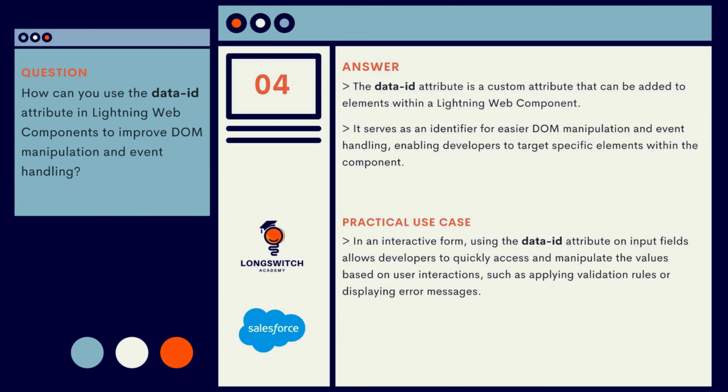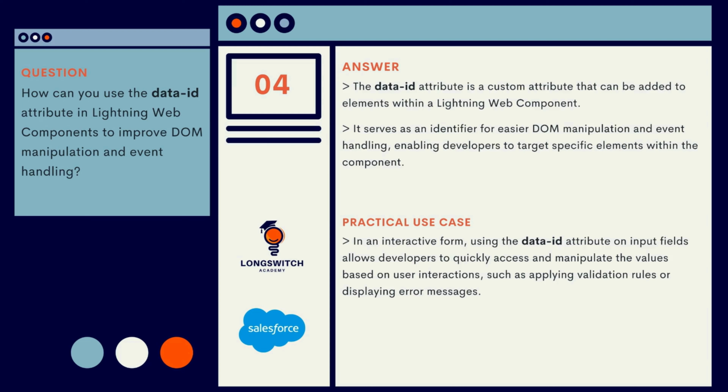In the next question, we explore the data id attribute in Lightning Web Components and how it enhances DOM manipulation and event handling, allowing developers to manage elements efficiently. Let's move on to question number 4. How can you use the data id attribute in Lightning Web Components to improve DOM manipulation and event handling?